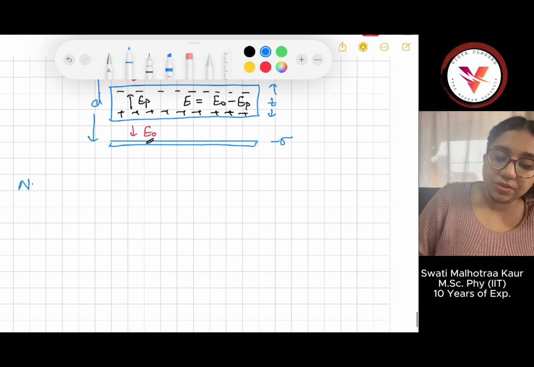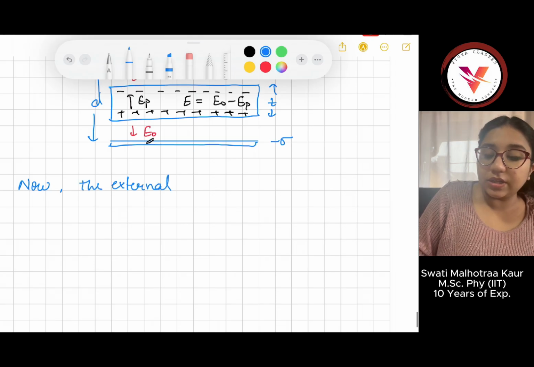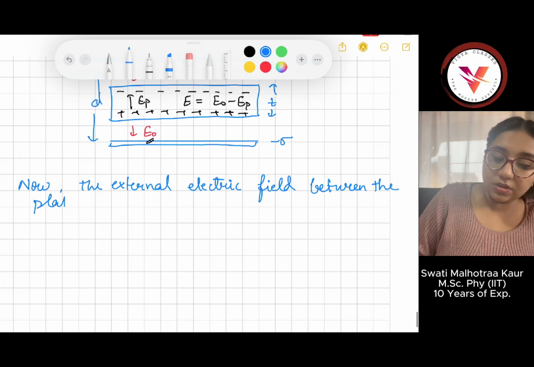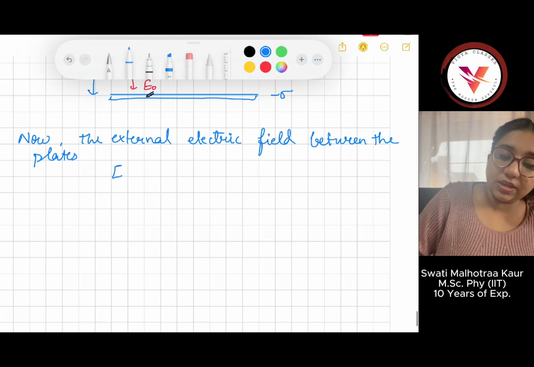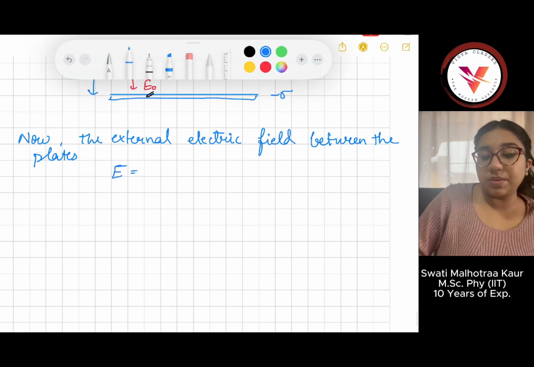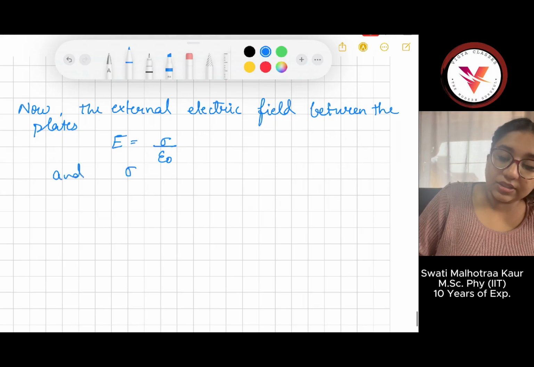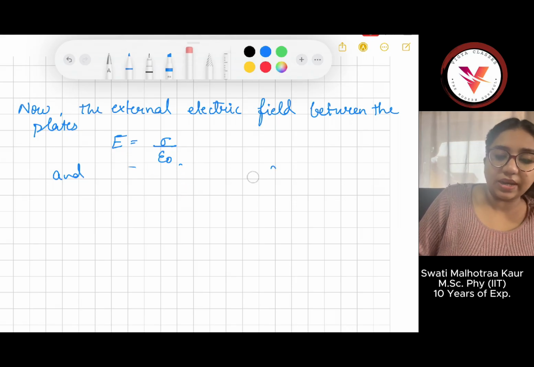Okay, so now the external electric field between the plates, E naught, is basically what? Sigma by epsilon naught, right? And you can say that sigma is equal to charge per unit area, Q by A, so you can simply write it as sigma by epsilon naught.